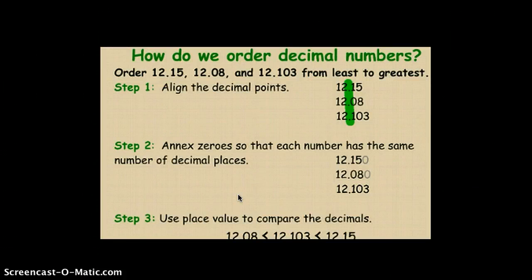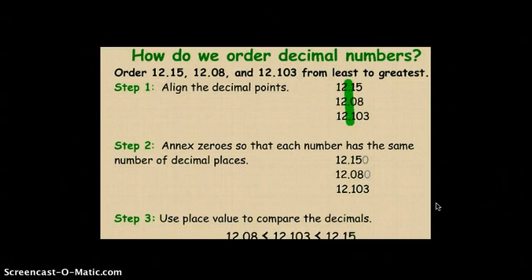The easiest thing for ordering them from least to greatest or greatest to least is to line up the decimal points. Okay, so there you go, lining up all three numbers. You will notice in step 2 that the top two numbers are missing a 0. Remember, when you add a 0 to the end, it does not change the value. So, adding a 0, now you can compare them. 1, 1, 1, 2, 2, 2, decimal point, 1, 0, 1.